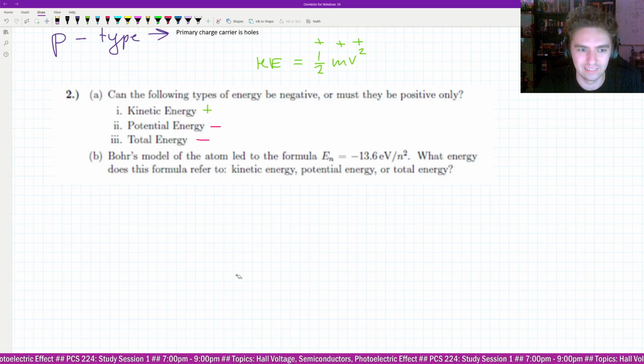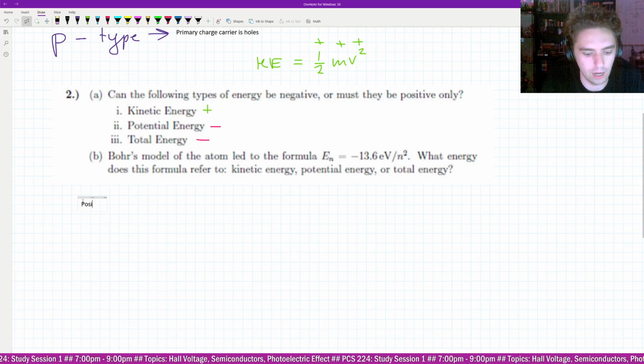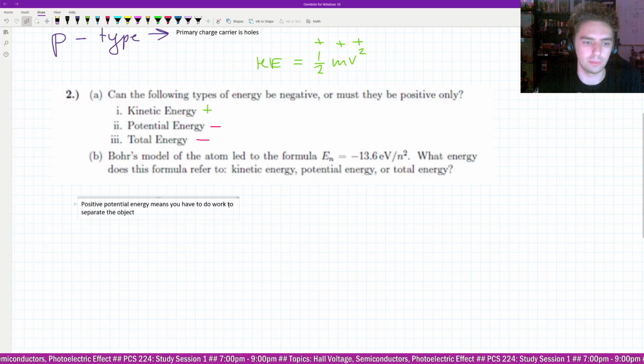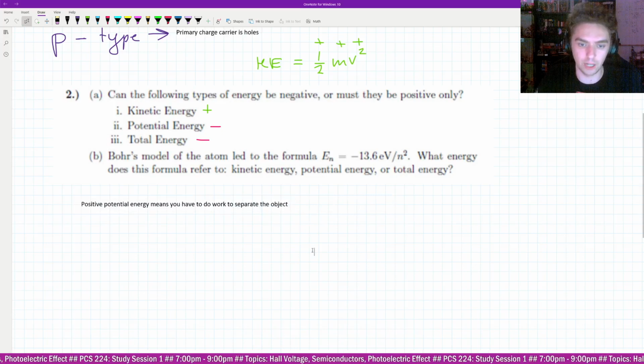I'm quite certain. Yes, that makes sense actually. So let me write that here. A positive potential energy means you have to do work to separate the objects. Think about the potential energy between an object and the Earth. To separate it, you need to increase the potential energy, so you have to do work to separate them.